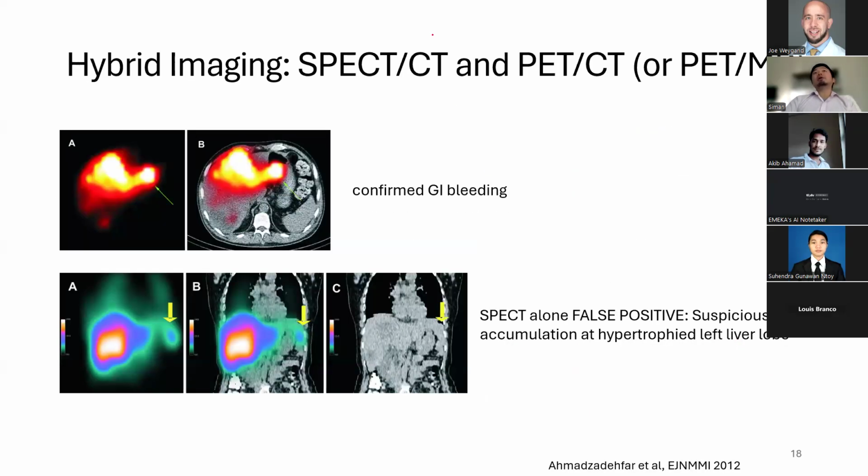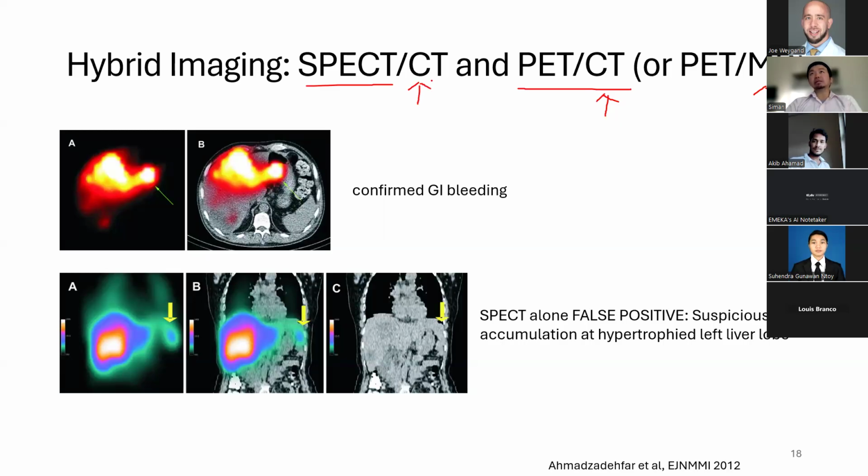So for hybrid imaging, SPECT/CT and PET/CT: all PET are hybrid imaging. I've never seen a standalone PET, probably back in the day, but no longer the case. All PET have either a CT or MR component. And SPECT still has standalone systems, and then there's SPECT/CT that creates the hybrid imaging.